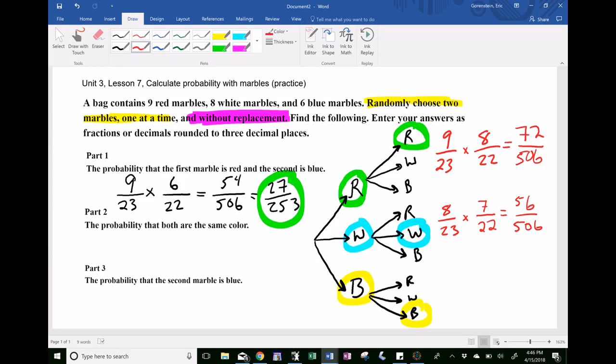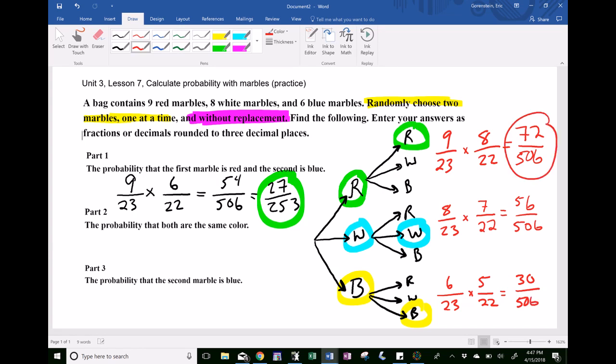And now the third possible case, 2 blues. Well, probability the first marble is blue. There's 6 blues out of a total of 23. And at the second step, there are 5 blues left out of 22 in total. So that will be 30 out of 506.